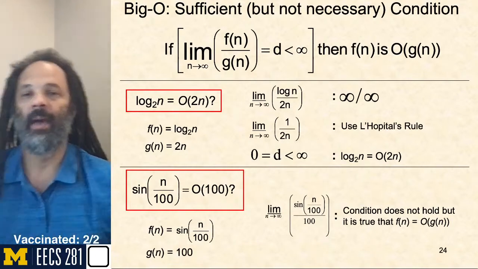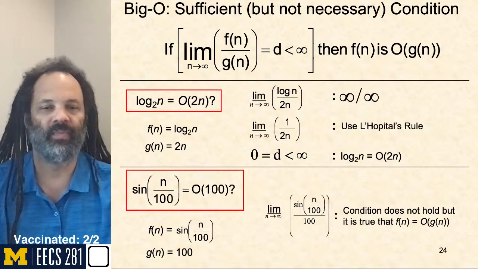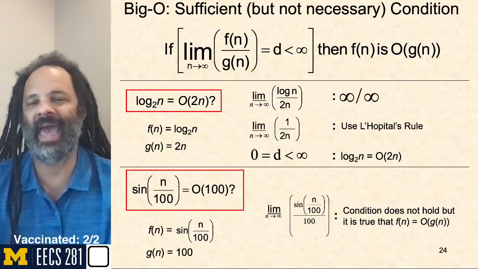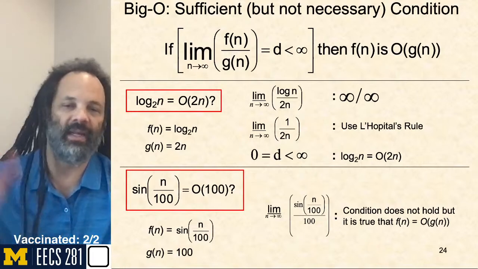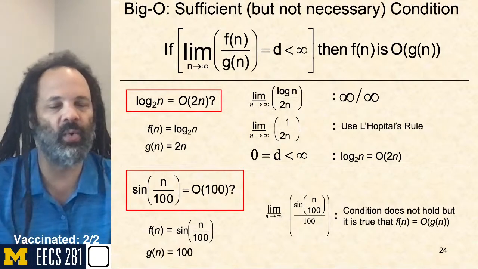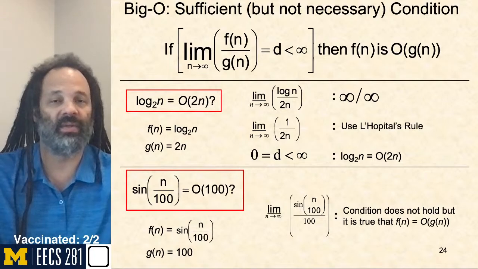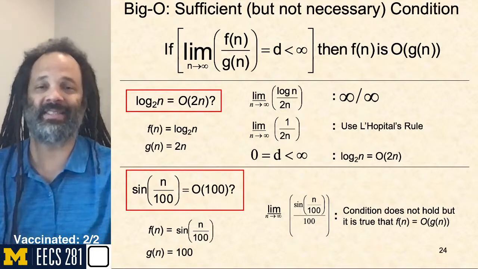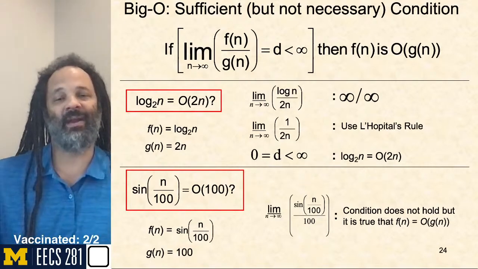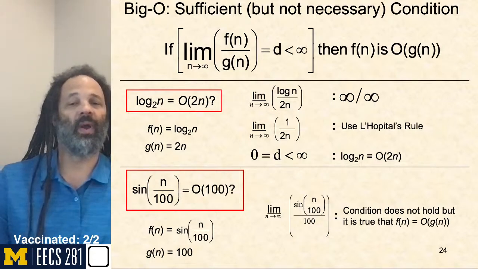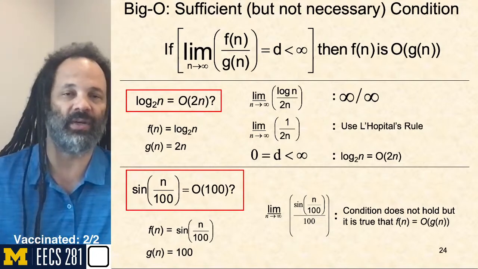So I know that it's true, but as I try to use this condition, what do I get? Well, I take sine of n over 100, and divide that by 100, and then take n as it goes off to infinity. It looks like that never converges, right? It's still doing this thing here, and so we never get a solid answer there. So what I'm saying is this condition doesn't hold, but it's not necessary that it holds. Remember, it's sufficient if I get it, but if it doesn't get it, it doesn't mean that sine of n over 100 is not big O of 100. It turns out that it is. It's just that this condition can't find it because it doesn't meet that sufficient criteria.